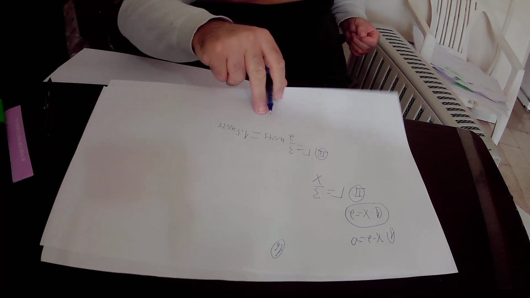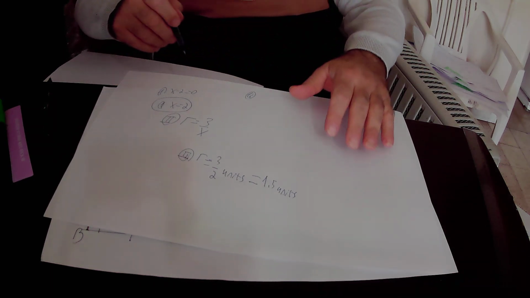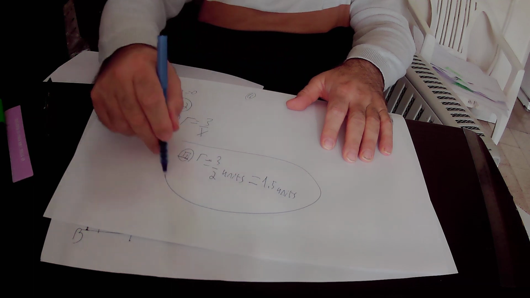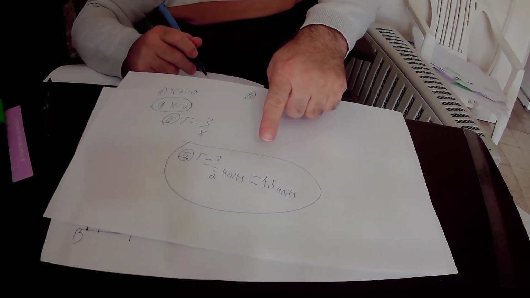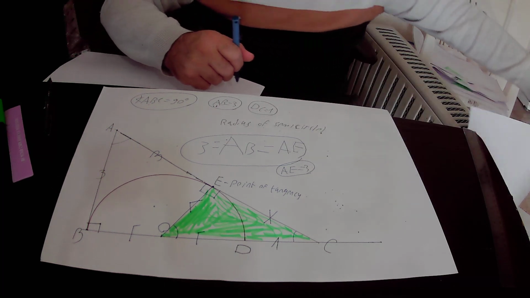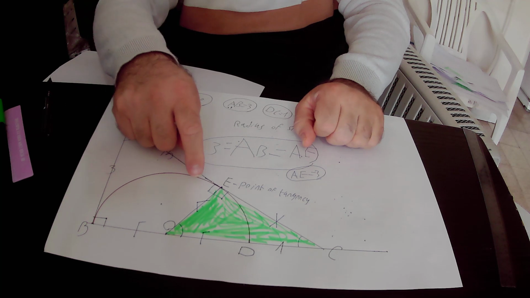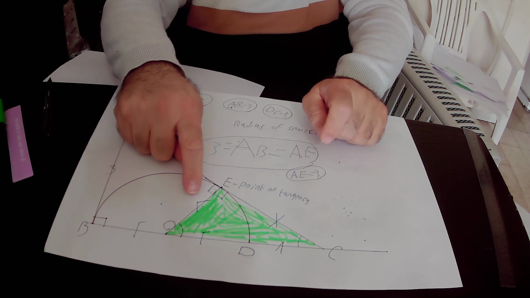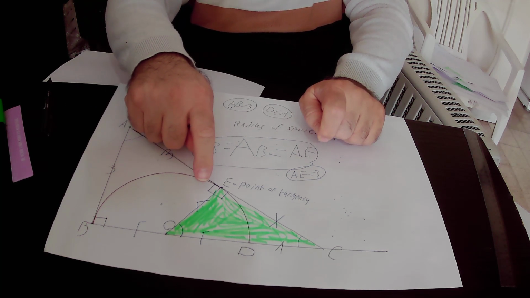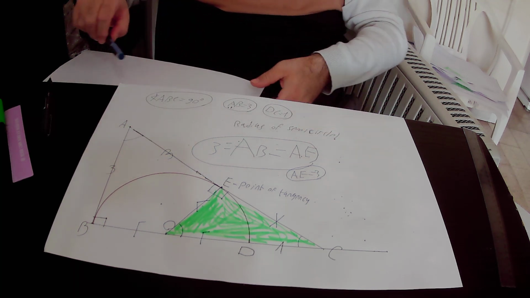Okay, so we found that the radius of the semicircle equals either 3 over 2 units or 1.5 units. I will repeat again. We found that the radius of this semicircle R equals either 3 over 2 units or 1.5 units. Okay, so now I'll summarize the lecture.